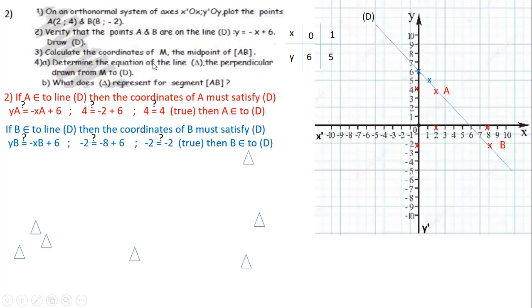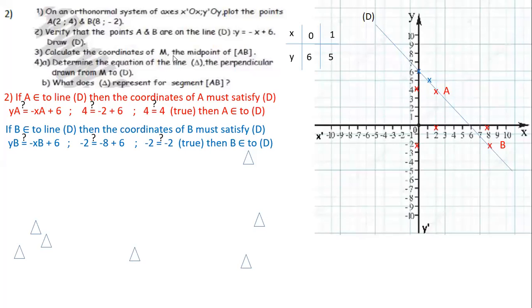Now let's look at part 3. In part 3, he is telling me that we should calculate the coordinates of M, the abscissa and the ordinate of M, the midpoint of segment AB.